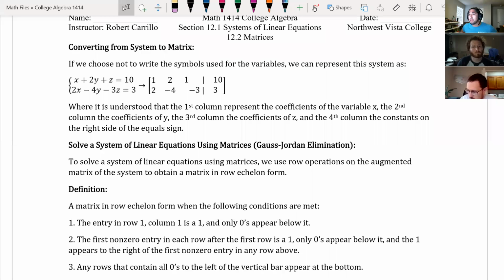All right, so now we have 12.2. We're knocking them all out, right? Linear equations is done. And now we get into matrices, which is the fourth way to solve a system of equations. So when we are given a system of equations, we can convert it to a matrix.